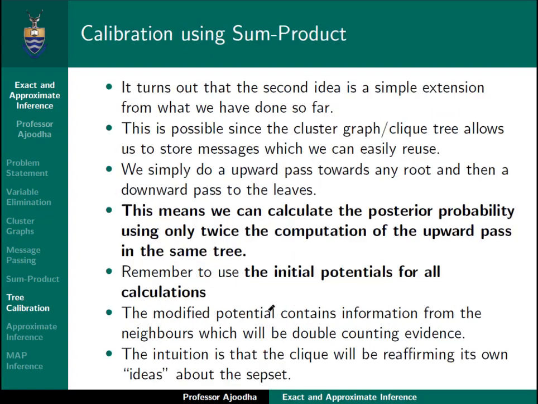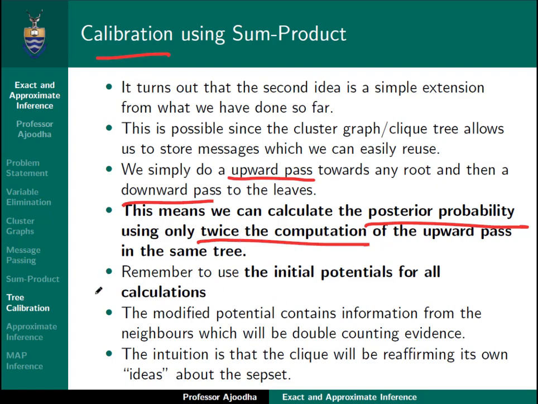Right. So we're going to do that. In order to do that, we need this notion of calibration. The notion of calibration really helps us because we can do an upward pass of messages and then do a downward pass of messages. If we do that, we would have calculated the posterior probability of all of those initial potentials using just twice the computational time of one run of variable elimination, which means that we've basically solved this problem for all possible inference that can come from the model by just running variable elimination twice.